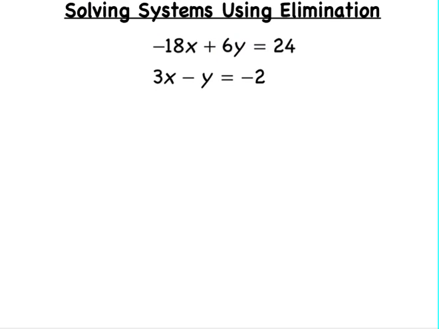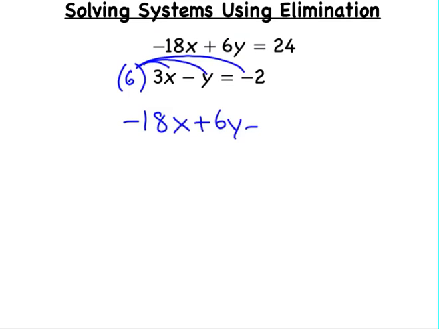We remember there's 2 special cases. There are parallel lines which have no solution, and then 2 that are the same line, which is an infinite number of solutions. So I'm going to start this one by multiplying the second equation by 6. So I get negative 18x plus 6y equals 24. I just recopied the first equation. Now when I multiply the second equation by 6, I get 18x minus 6y equals negative 12.